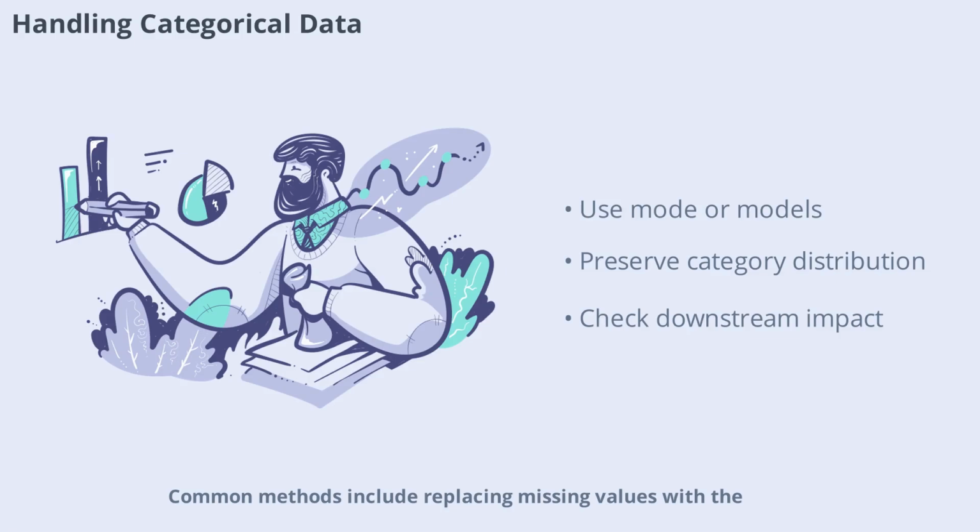Common methods include replacing missing values with the mode or using predictive models like decision trees. It's important to preserve the distribution of categories and avoid introducing artificial patterns. Always check the impact of your imputation on downstream analyses.